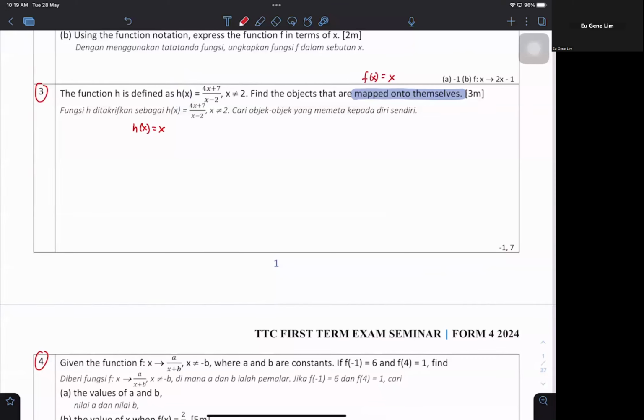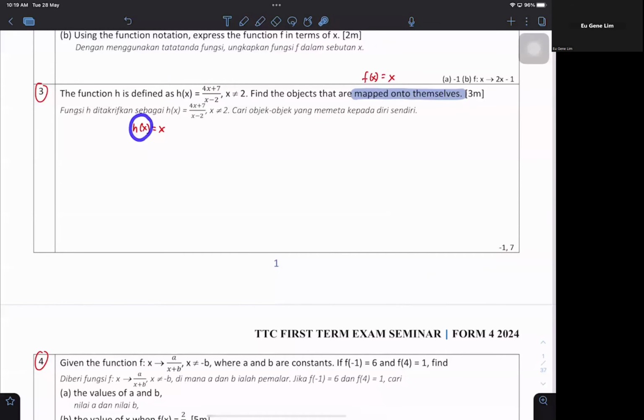Okay, I understand. Wait. Okay, very good, I just saw it. Understand. So it is fx equals to x, but because this question is hx, so we say hx equals to x.